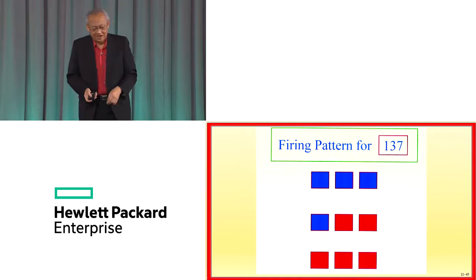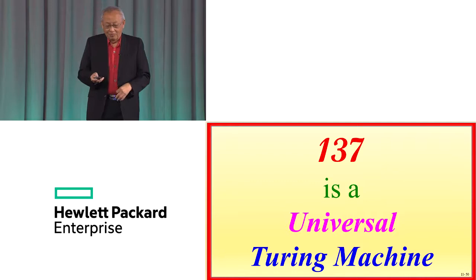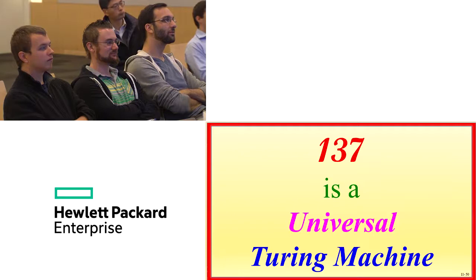And I keep using 137 as an example, but it will turn out that it is also the most exciting example. So I keep using the same thing. In fact, 137, as you will see later on, is a universal Turing machine. That's what a monkey can emulate.